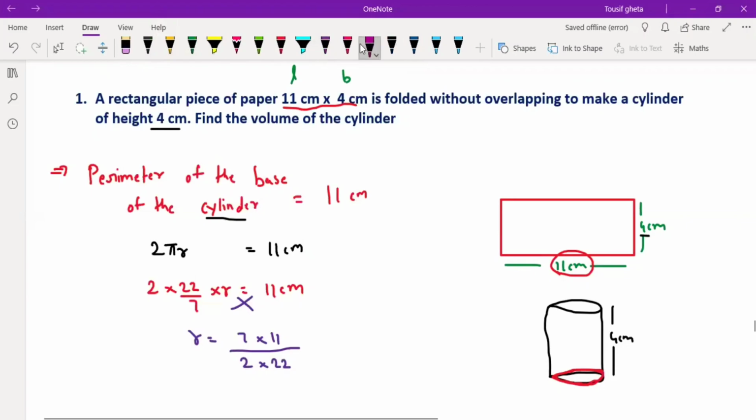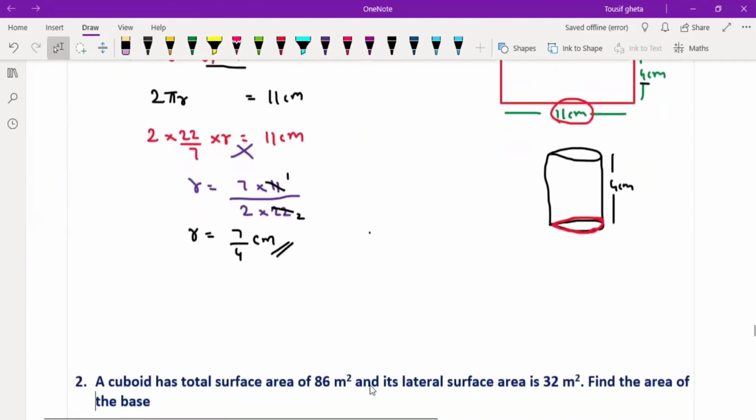Let us do a bit of cancellation if it is possible. 11 ones are 11, 2 twos are 4. Okay, that's it. No possibility of cancellation. Just multiply now. 7 ones are 7, 2 twos are 4. The radius is going to be 7 by 4 centimeters. And that was not our motto to find out. Our motto is just to find out the volume of the cylinder.